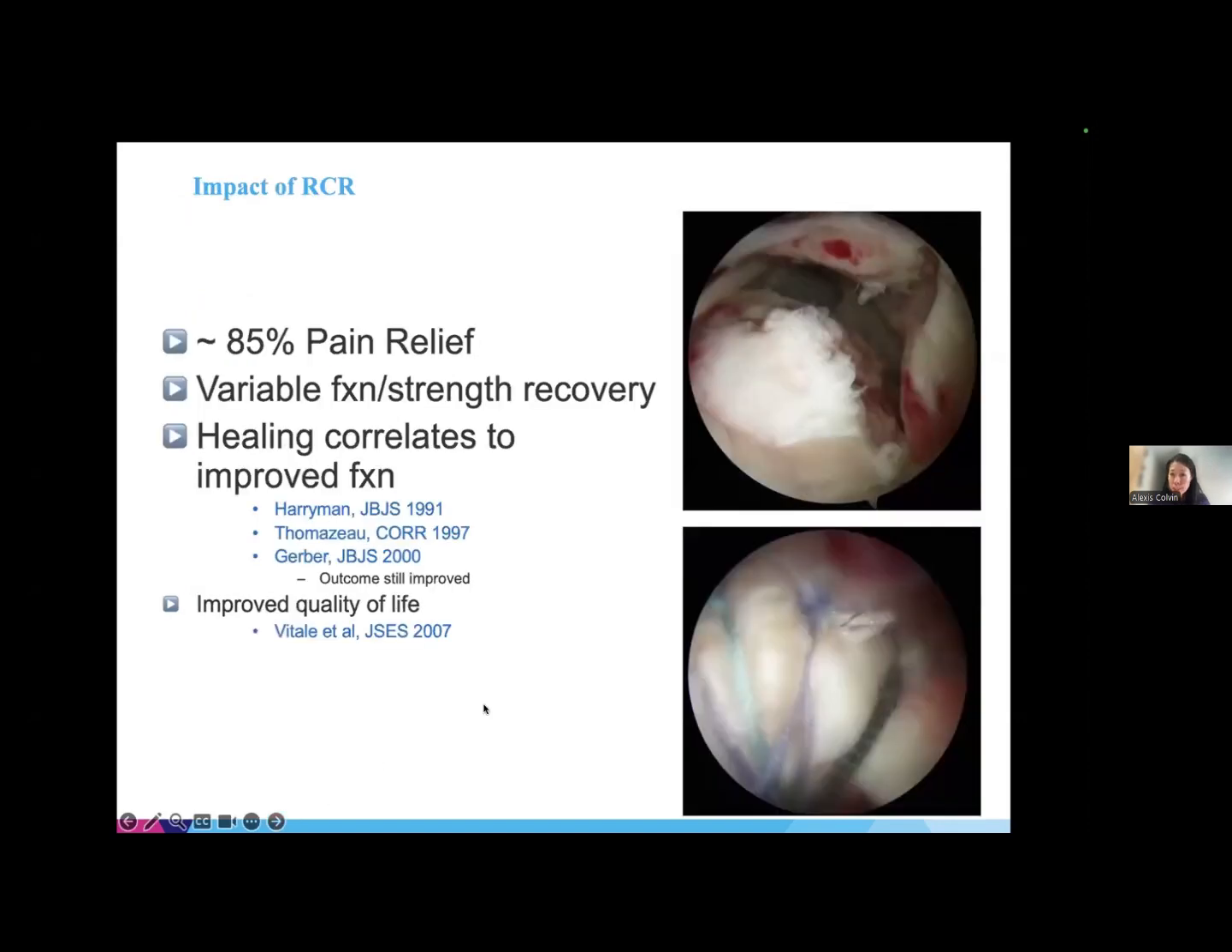So this is what we actually see at the time of surgery. What this picture is showing you here is the humeral head here, and this is the end of the rotator cuff tendon. If you contrast that to the picture below, that's a rotator cuff that's been sewn back together. So you can see you can't actually look in underneath the tendon anymore.